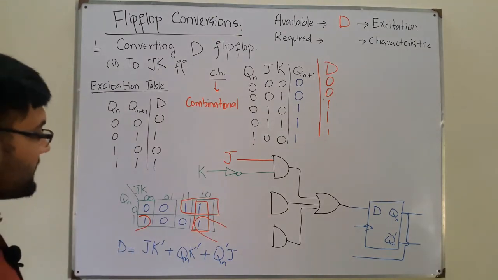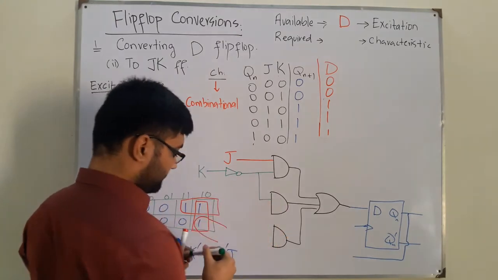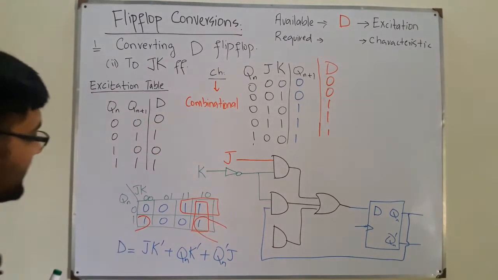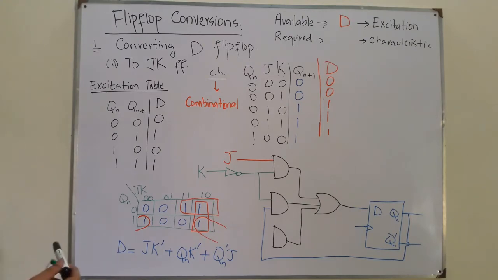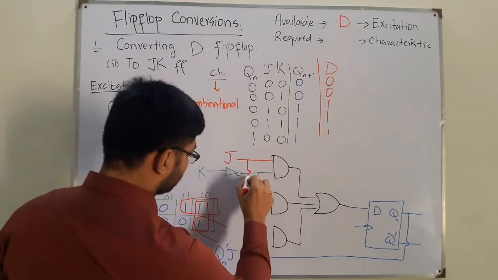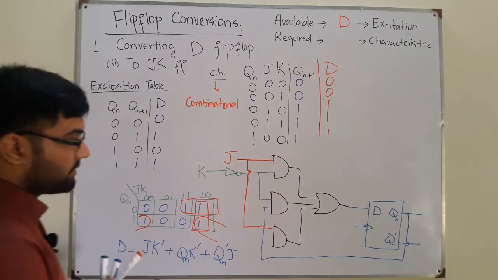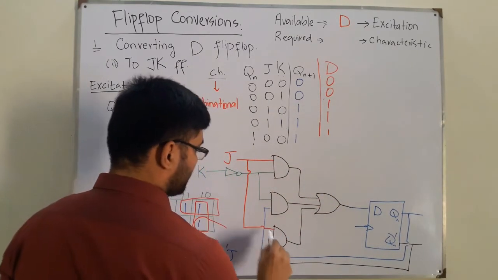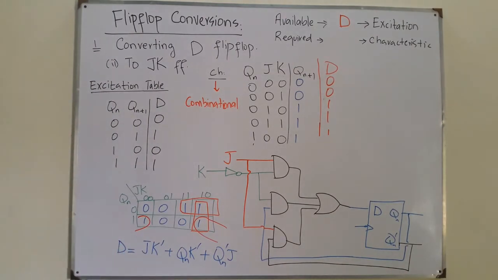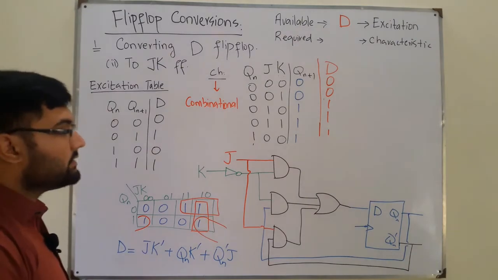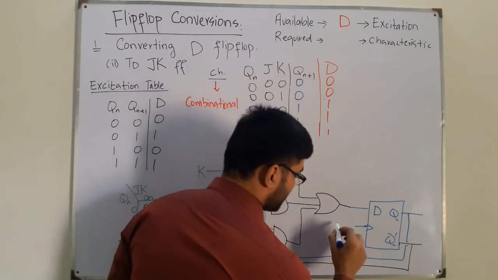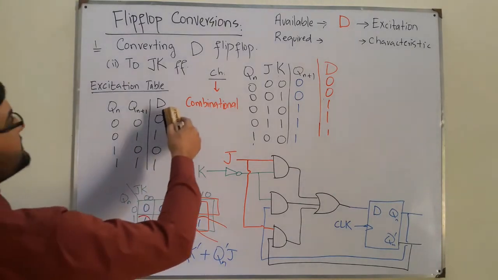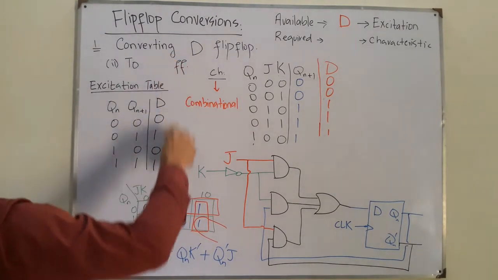To the next, you have a Qn and K complement. So K complement is given from here, and Qn is brought from there. Fine. And finally, you have a Qn complement and a J. So if the J is with the red color, let's say we replace the Qn complement with the black color, so we don't have any confusions. And that's it, okay? This circuit will now work as the JK flip-flop. This D flip-flop will basically work as it, okay? This is the clock pulse over here. Is that fine?